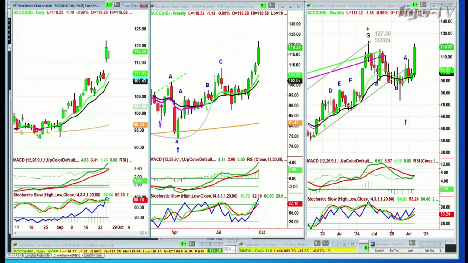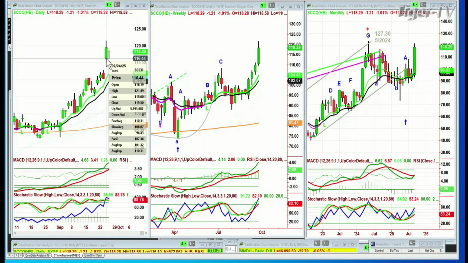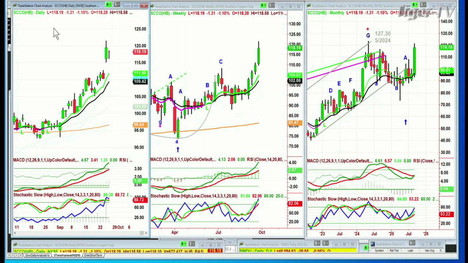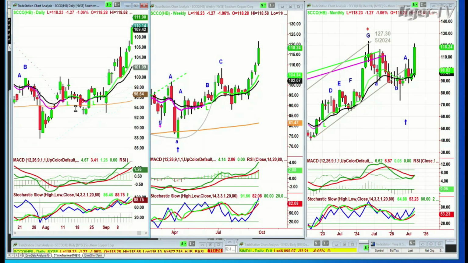The all-time high was 127.30. Yesterday's high was 121.49. Oh, and a round number, 115 round number. And right now it's trading at 118.19. So in a way, it's kind of negated that 115 round number. So we'll be looking at this. Let me just do this real quickly.